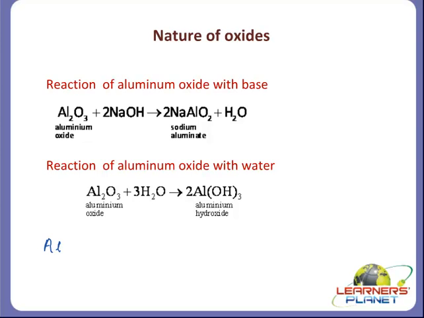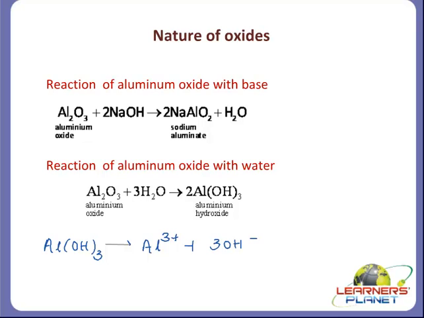Now, this aluminium hydroxide, if it is dissociated, what all are the ions it is going to give? Just try to find out what type of ion it is going to give. It is going to give Al3 plus ions and 3 OH minus ions. Right? Why do bases have basic property? Because of these hydroxide ions.